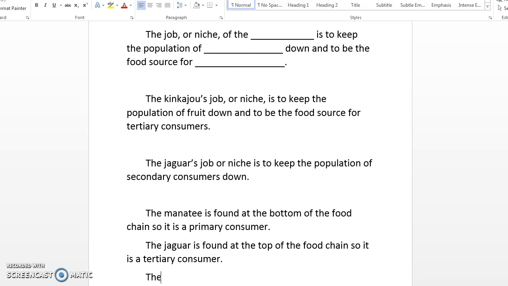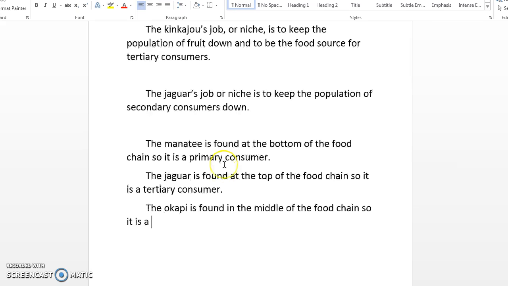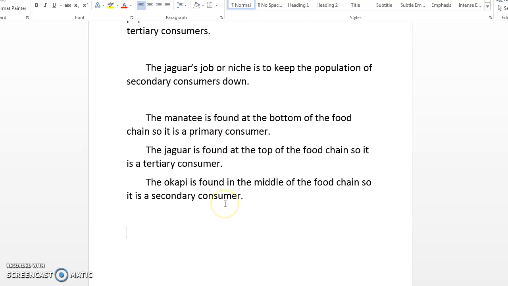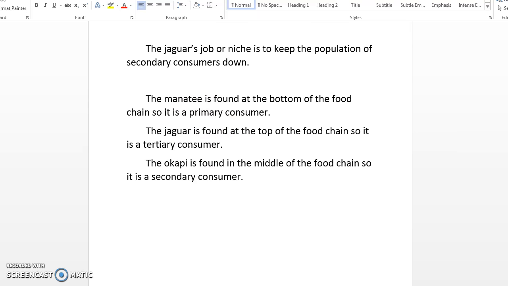Or you might say the okapi is found in the middle of the food chain. So it is a secondary consumer. So go ahead and write that sentence, whatever works for your animal. These are your three choices. Okay, my next sentence, I want to tell my reader what the animal eats, okay?